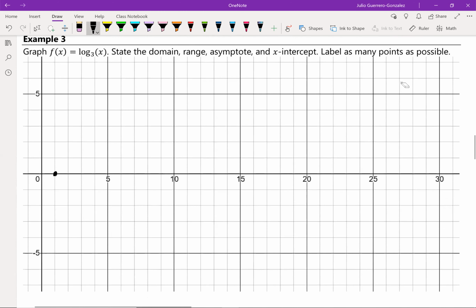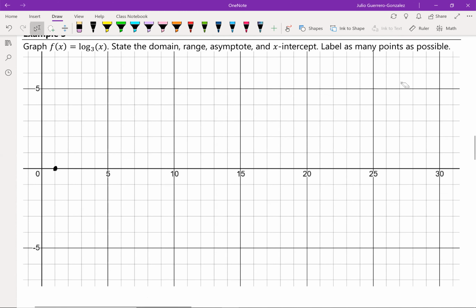So what's another point we got? b to the 1 and 1. Okay, so what is that? Another point: b to the 2 and 2. First of all, b to the 1 is 1. Where is that for log base 3? So what's b in this case?